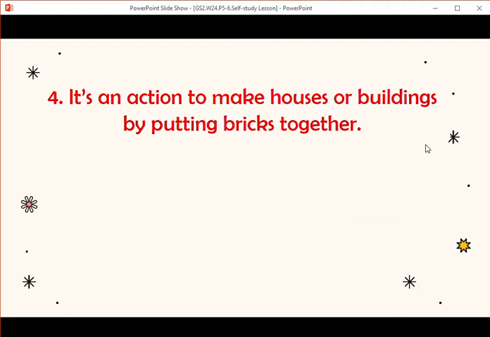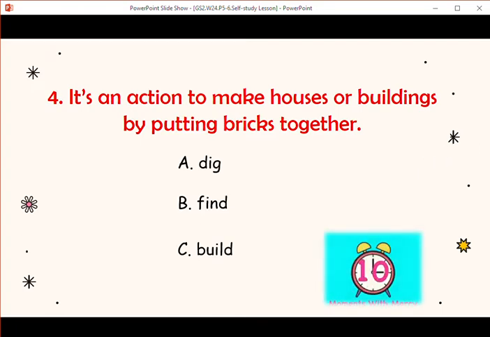Number 4. It's an action to make houses or buildings by putting bricks together. What is your answer? Now is your 10 seconds. Okay, time is up. The answer here is C, build.